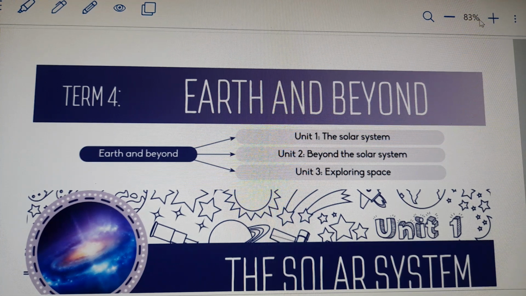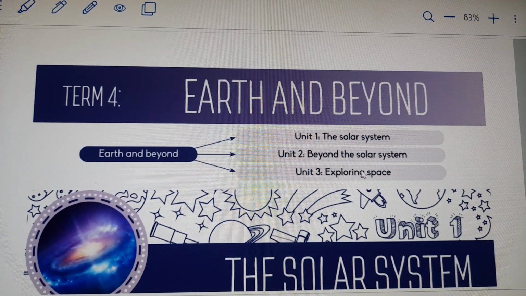Time is moving, and so are we. And in this lesson, we are starting with term 4 work on natural science grade 8. Term 4, natural science grade 8. And we are going to look at the earth and beyond. The earth and beyond.